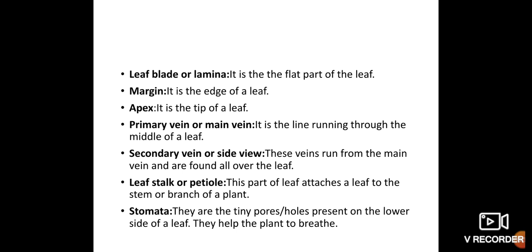Then comes the secondary vein or side veins. These veins run from the main vein and are found all over the leaf. Then comes the leaf stalk or the petiole. This part of a leaf attaches the leaf to the stem or to the branch of a plant. Then comes stomata. They are the tiny pores or holes present on the lower side of a leaf. They help the plant to breathe.